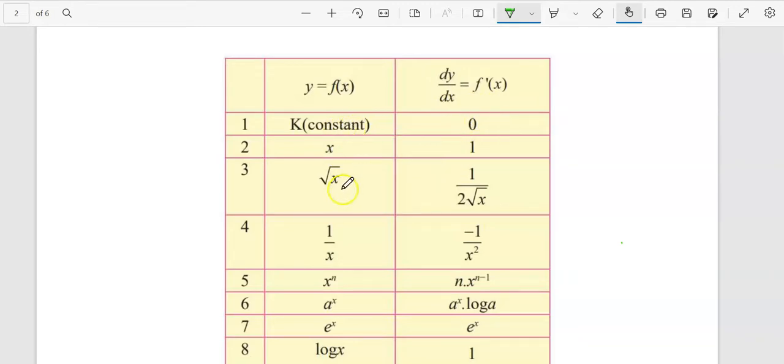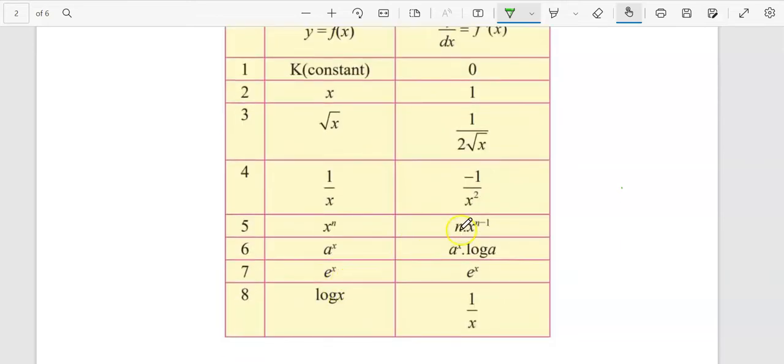Derivative of x is 1. Derivative of root x is 1 upon 2 times root x. Derivative of 1 upon x is minus 1 upon x square. Okay. Derivative of x raised to n is n into x raised to n minus 1. Derivative of a raised to x is a raised to x into log a. Derivative of e raised to x is e raised to x. And derivative of log of x is 1 upon x. This was a list in 11th standard. 11वीची ही यादी आहे तुम्हाला.